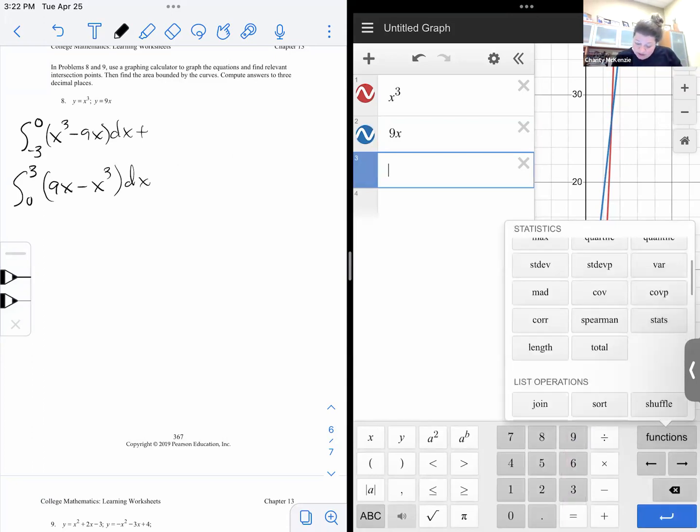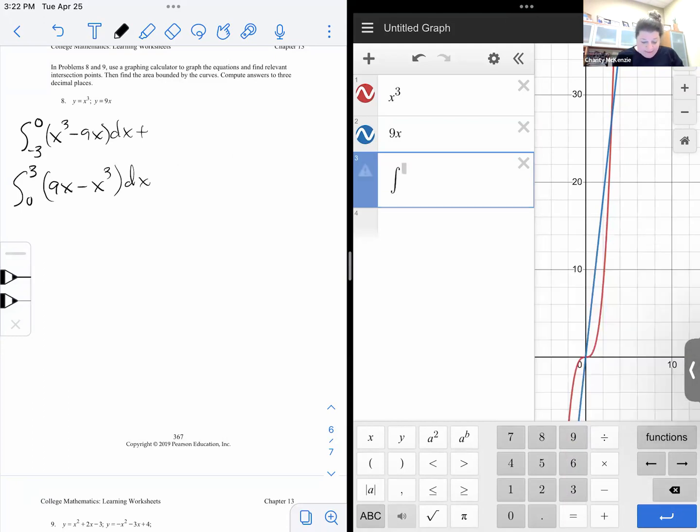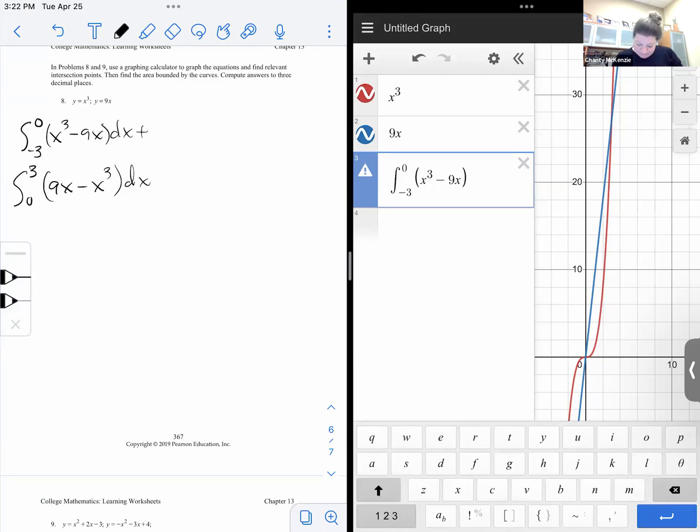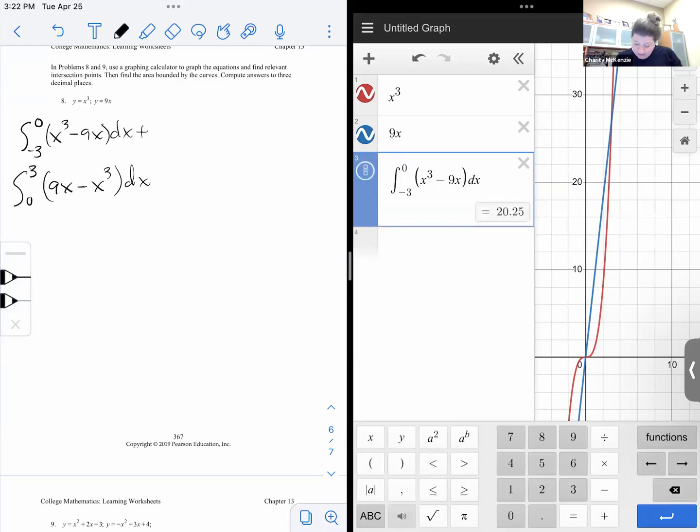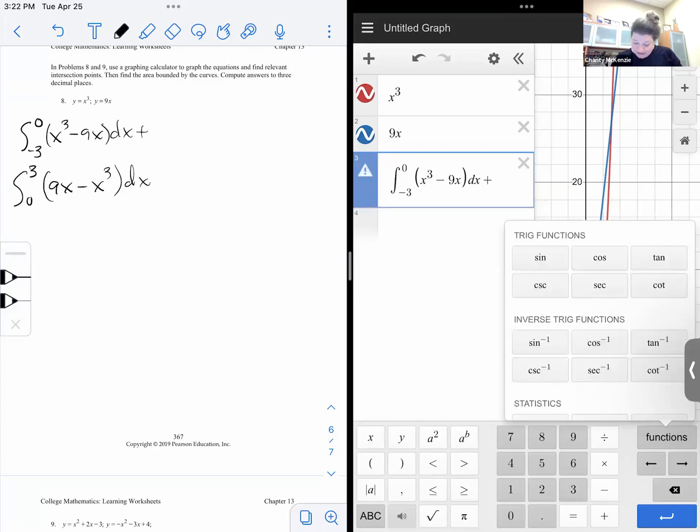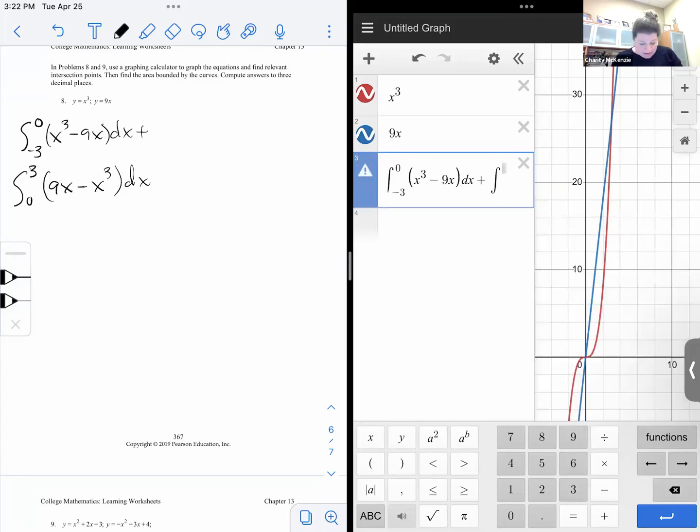We can do function, and the first one is going to be from -3 to 0. Again, you could do this on the handheld graphing calculator as well. Our function goes x to the third minus 9x in parenthesis, dx. I could then go plus my second function if I so desire, and type them all into one. It's totally fine, and it'll add them for you. You could do them separately, up to you.